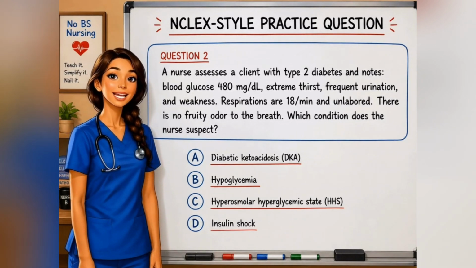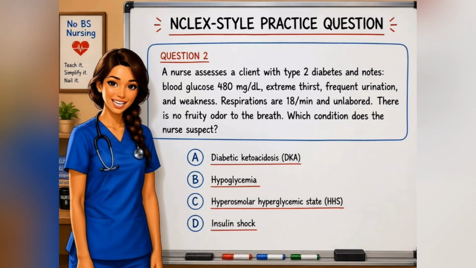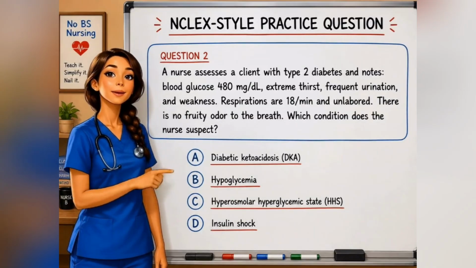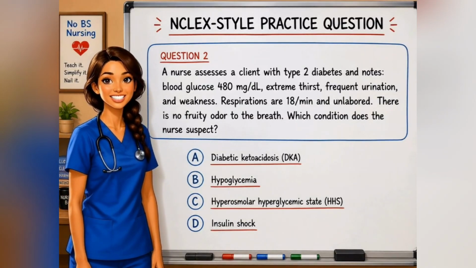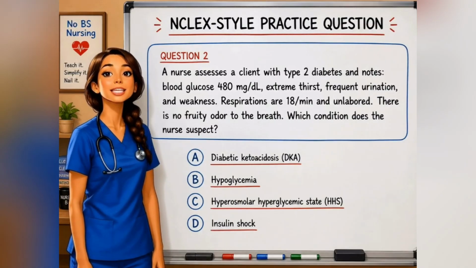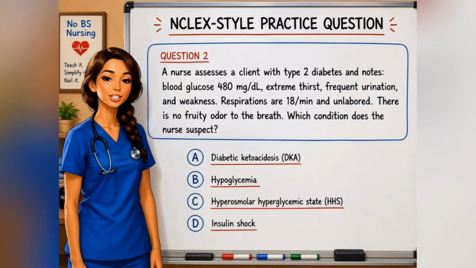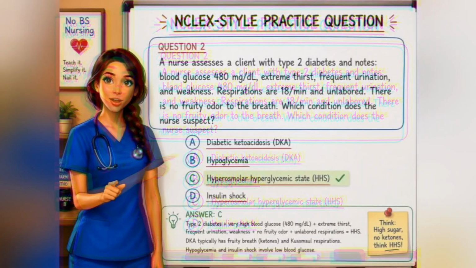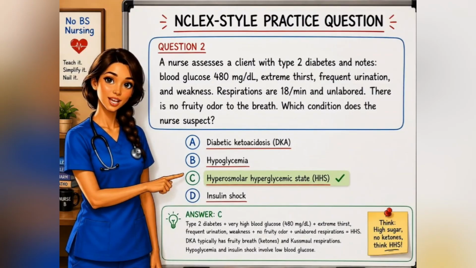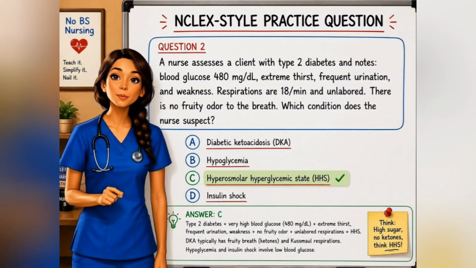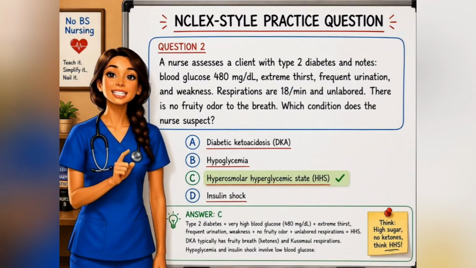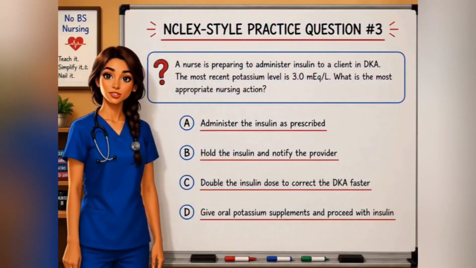A. Diabetic ketoacidosis, DKA. B. Hypoglycemia. C. Hyperosmolar hyperglycemic state, HHS. D. Insulin shock. Answer: C. Type 2 diabetic plus extremely high glucose plus no fruity breath plus no Kussmaul breathing is HHS. Question 3.